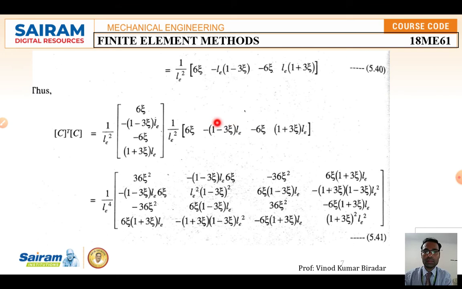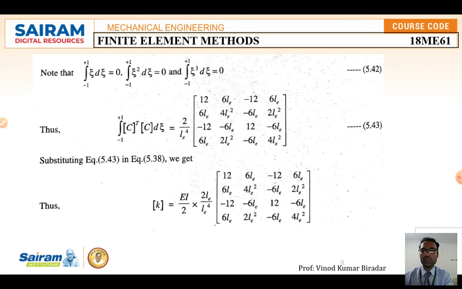So multiply this and this. L square times L square is L to the power of 4, so 1 by L to the power of 4, 6 into 6, 36ζ square. Like that you have to multiply first row first column, second row first column, third row first column, fourth row first column. You are going to get a 4 by 4 matrix like this, after multiplication.